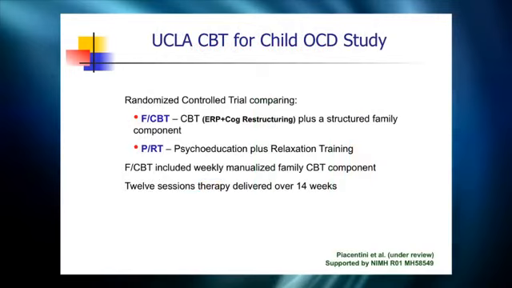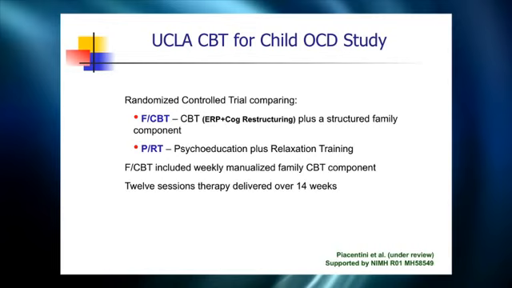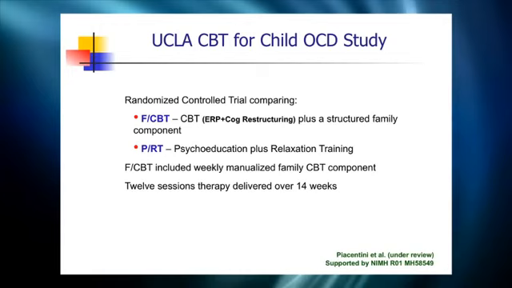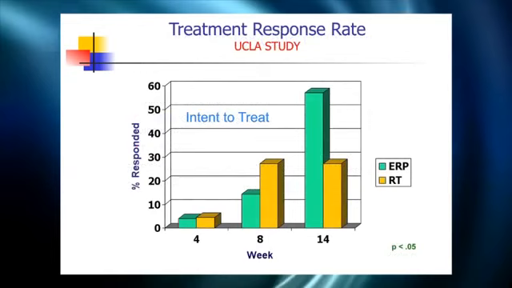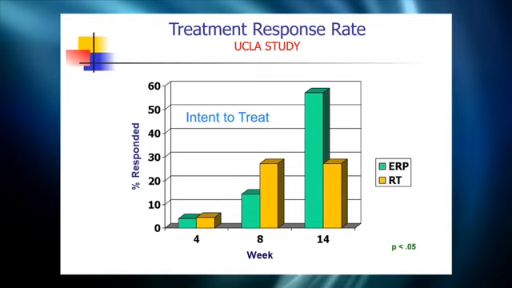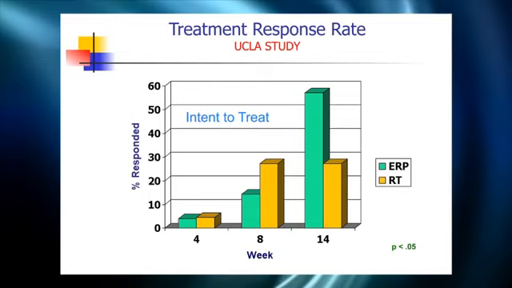In our study, we compared, again, a family CBT approach. It was individual exposure-based CBT plus a structured weekly family component designed to address accommodation. We compared that to psychoeducation plus relaxation training, and it was 12 sessions over 14 weeks. We found that the family CBT, or the exposure plus response prevention, significantly outperformed the relaxation training psychoeducation condition. Intent to treat, it was 56% to about 28% response rate.